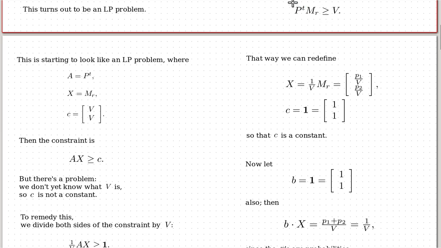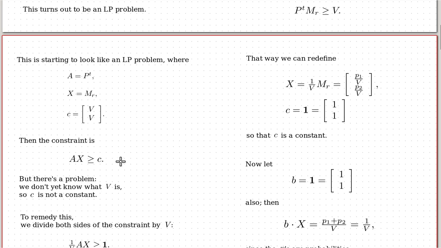So this looks just like the constraint equation in a linear programming problem, or constraint inequality in a linear programming problem, right? So if you let A be equal to P transpose and the unknown X be M sub r, and you let C be the vector that just consists of V in each entry, then the constraint looks like this. It's exactly the same form as a constraint in a linear programming problem.